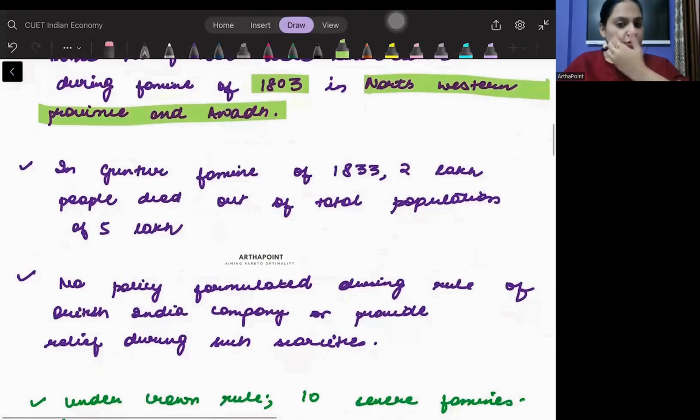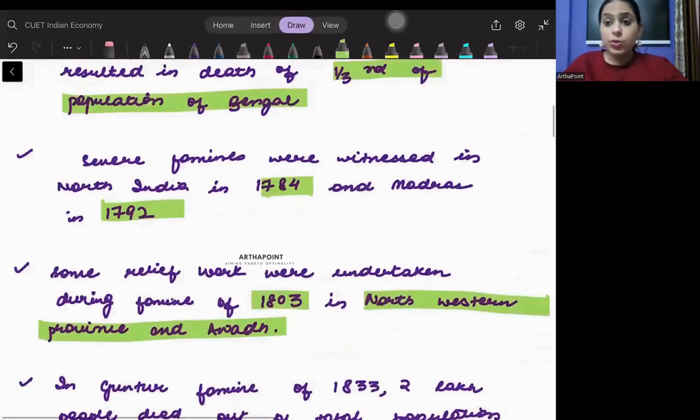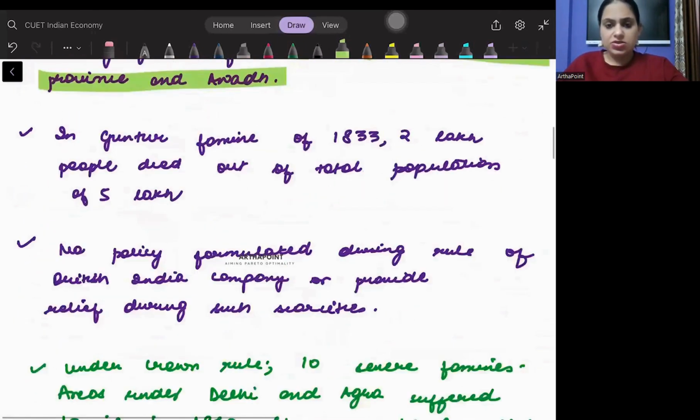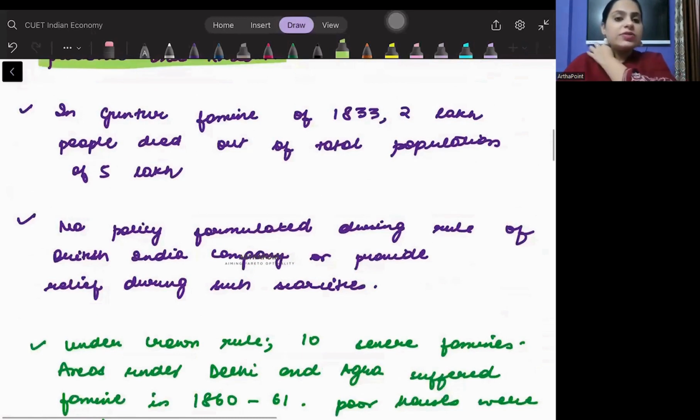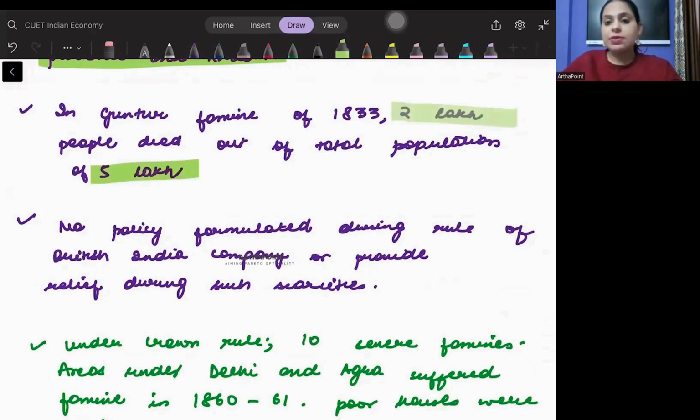Then there is another famine which we're talking about. तो मैंने आपको बोला ना total 12 famines हैं. So these are different famines, right? So in the Guntur famine of 1833, 2 lakh people died out of a total population of 5 lakh. 5 लाख लोगों में से there were 2 lakh people who died.